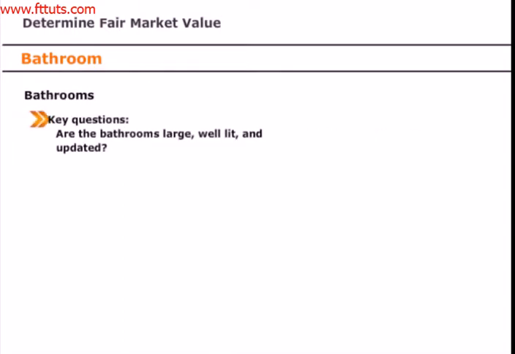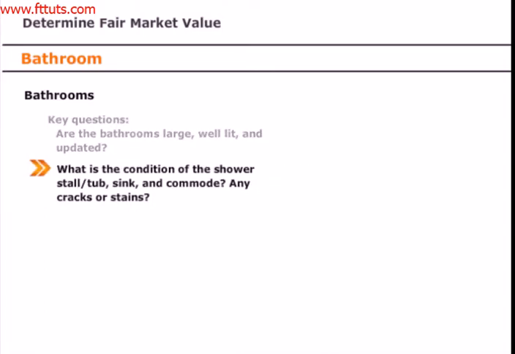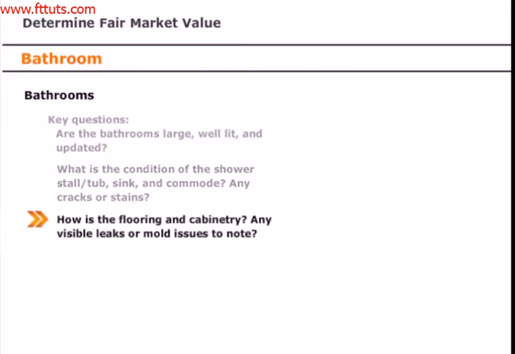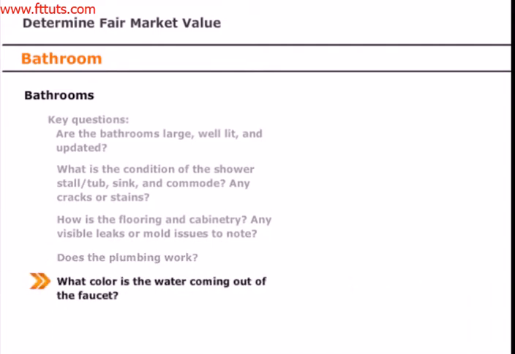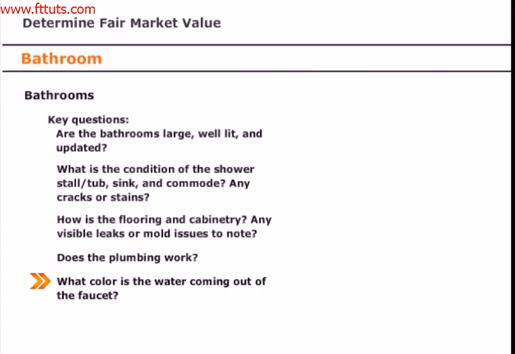Bathrooms are always a key selling feature. Are the bathrooms large, well lit, and updated? What is the condition of the shower stall or tub, sink, and commode? How is the flooring and cabinetry? Any water stains? Do all the faucets work? Any visible leaks or mold issues to note? Does the plumbing work? What color is the water coming out of the faucet? If it has a reddish tint or contains sediment, it's an indication of potentially serious problems. Again, make note of any problems or needed repairs.